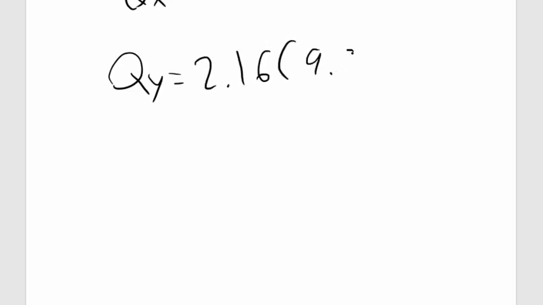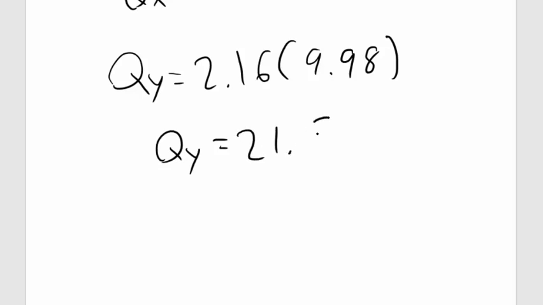Now that I know what my q of x is, I can now find my q of y, and I can do that by simply plugging it into the opportunity cost. So I have qy equals 2.16 times 9.98, and then my q of y will be 21.56. And now I have found my optimal consumption bundle.